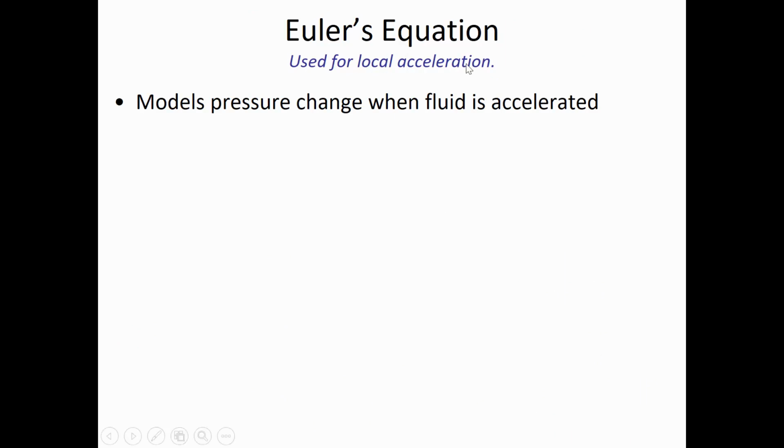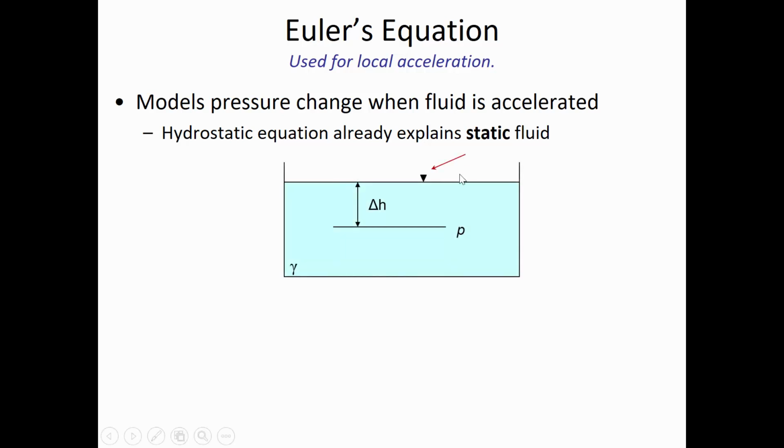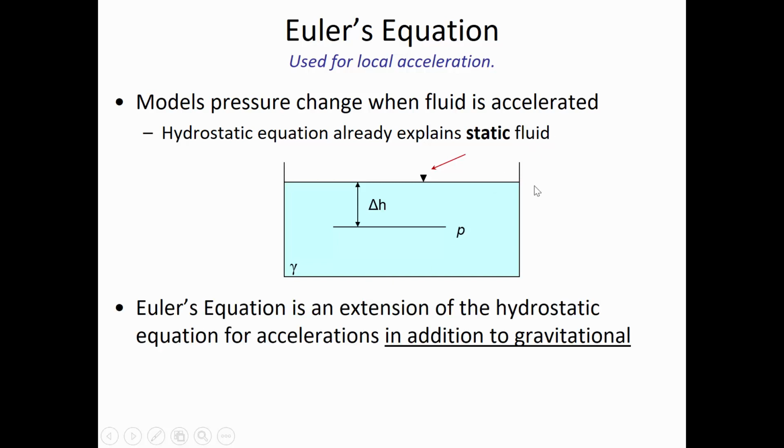Today we'll just consider Euler's equation, which we use for local acceleration. So it's used to model pressure changes when fluid is accelerated, and you already have something similar to Euler's equation because the hydrostatic equation tells you the effect of acceleration on a pressure change. The hydrostatic equation is saying that there is some pressure difference as you move down through the fluid because this fluid is experiencing gravitational acceleration. That's what the acceleration is in the hydrostatic equation.